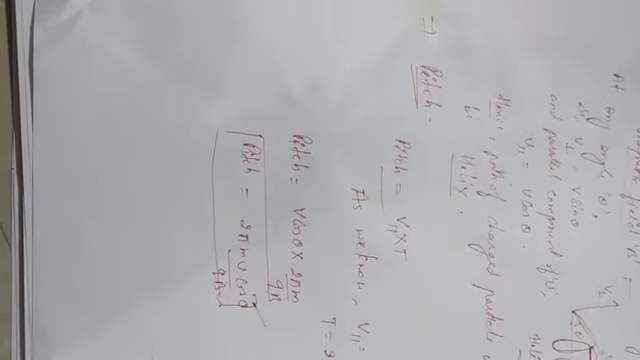Next we have done pitch. Pitch is the parallel distance traveled in the time taken for one oscillation. Pitch equals 2 pi m v cos theta divided by q B.